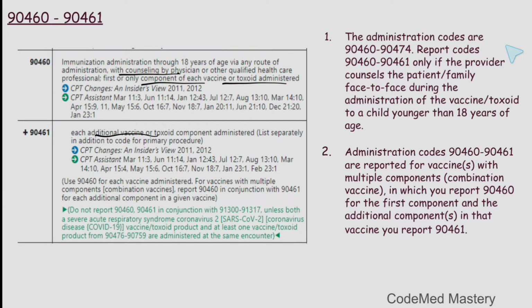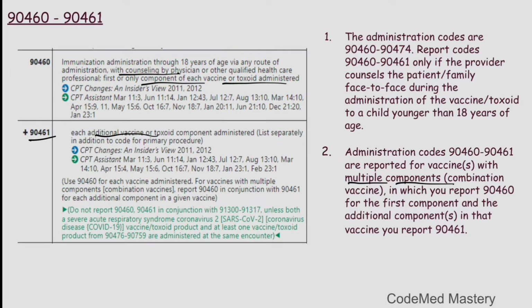Okay. So, second guideline is that these administration codes 90460 and 90461 are reported for vaccines with multiple components. Note all this down. That is, administration codes 90460 and 90461 are reported for vaccines with multiple components, combination vaccine, in which you report 90460 for the first component and additional components in the vaccine we report with 90461. I'll explain you with an example.